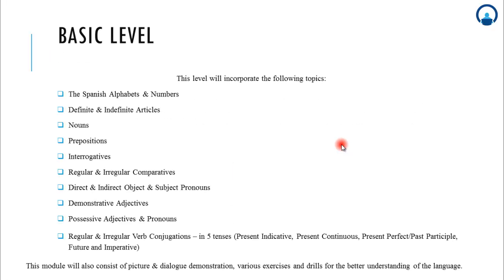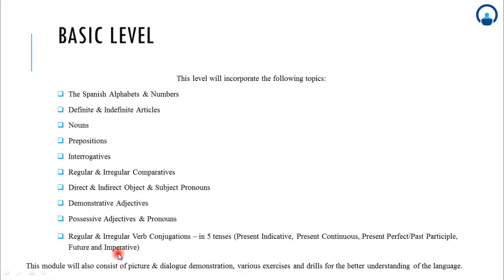As you are new to learning this language, we obviously are going to start with the basics. So for the basic level, we'll incorporate all the following topics. First, we are going to start with Spanish alphabets and numbers. Then we'll move on to definite and indefinite articles, nouns, prepositions, interrogatives, regular and irregular comparatives, direct and indirect object and subject pronouns, demonstrative adjectives, possessive adjectives and pronouns, regular and irregular verb conjugations that will be dealt with in 5 tenses: present indicative, present continuous, present perfect, also called past participle, future and imperative.